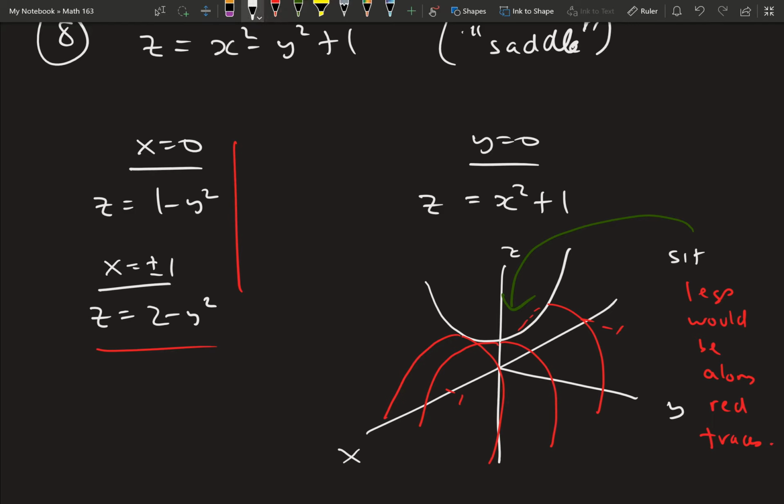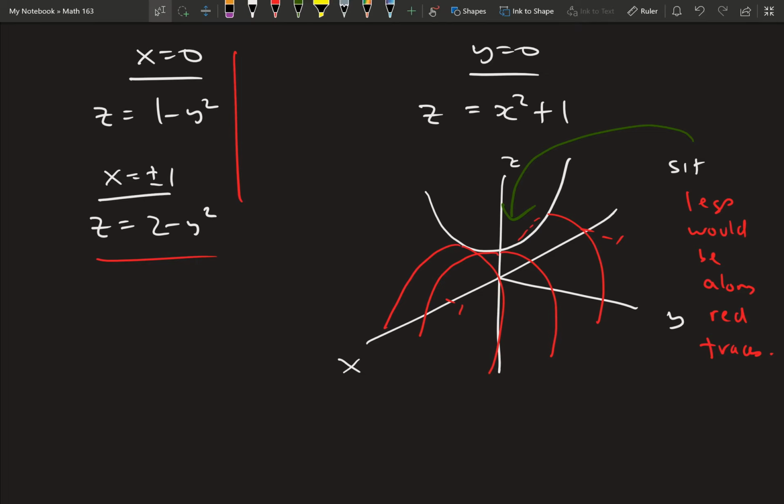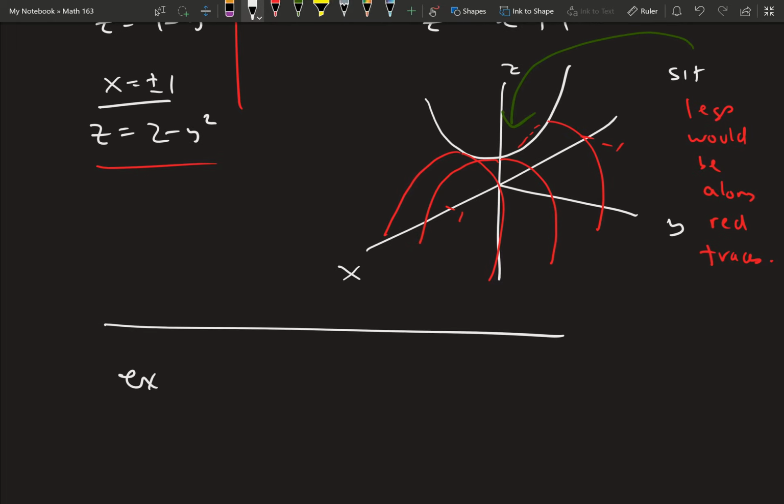But again, if you want to see a little bit better version of this graph, I can draw more traces here, but it'll probably ruin what is at least an okay graph. So I definitely urge you to try to look up this graph on GeoGebra if you want to see the full saddle.